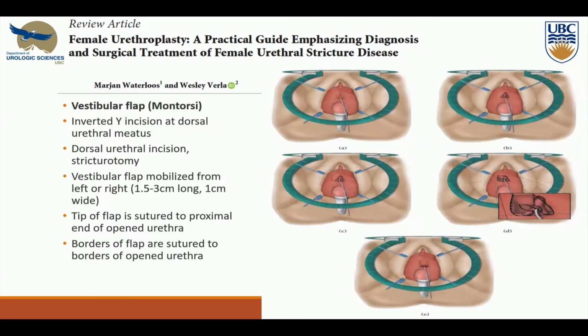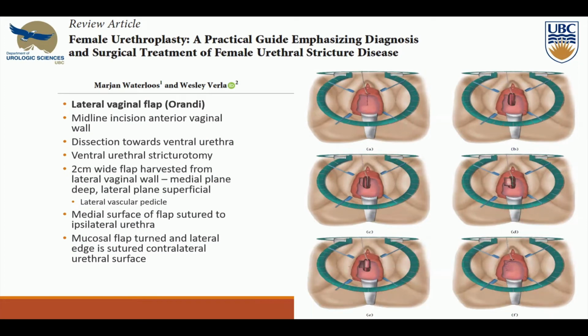There is a vestibular flap, and again, this is another technique. And now we're using an inverted Y incision on the dorsal side of the urethral meatus. And so you make a dorsal stricturotomy as well, and you harvest your flap kind of from the lateral aspect. So it's either on the left or right, and you get a vestibular flap that way. And you sew the tip of the flap to the proximal end of the opened urethra.